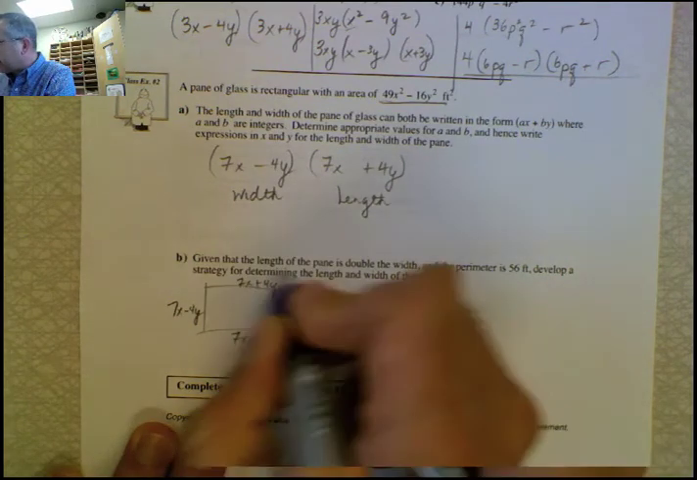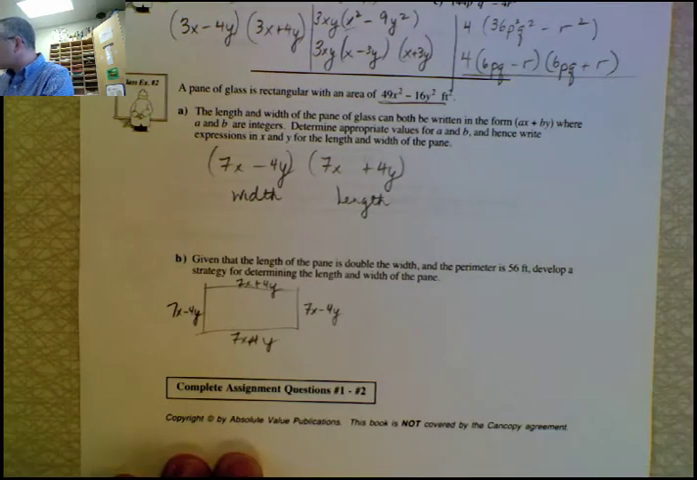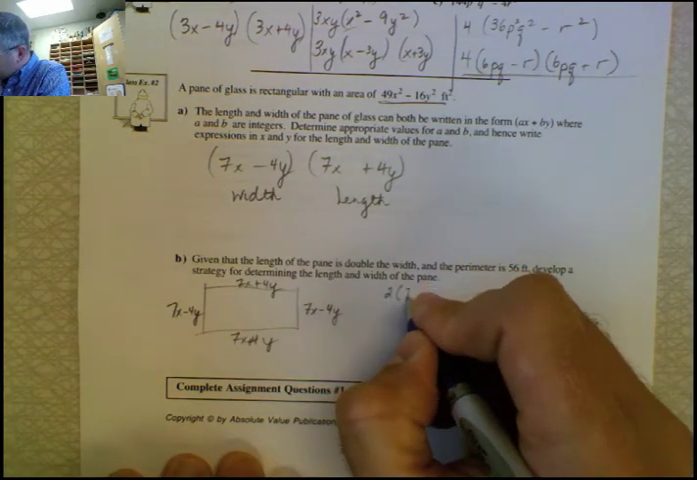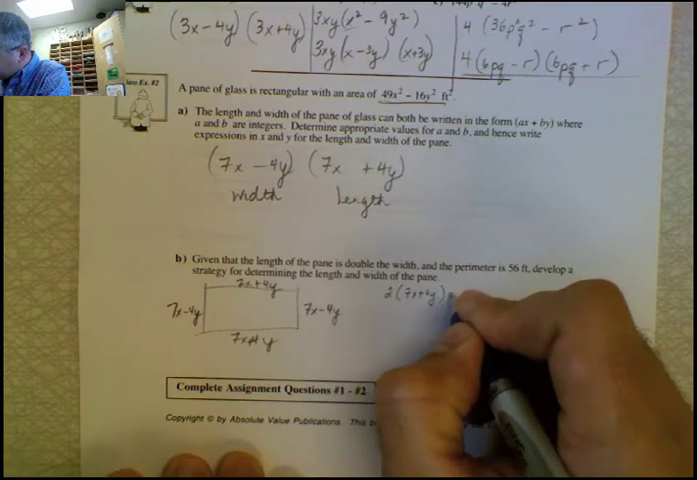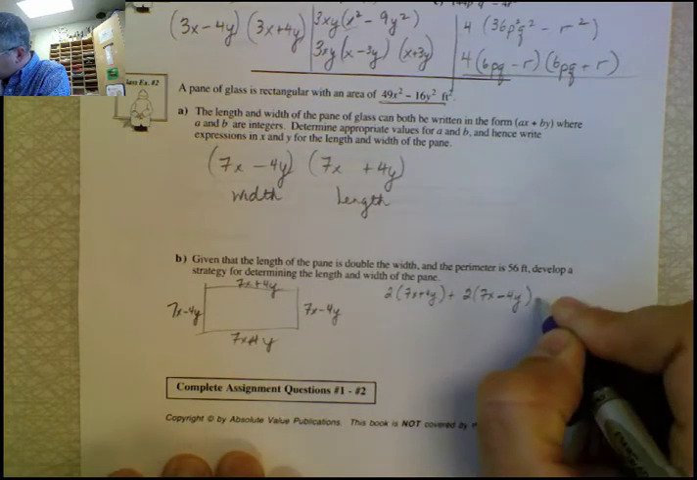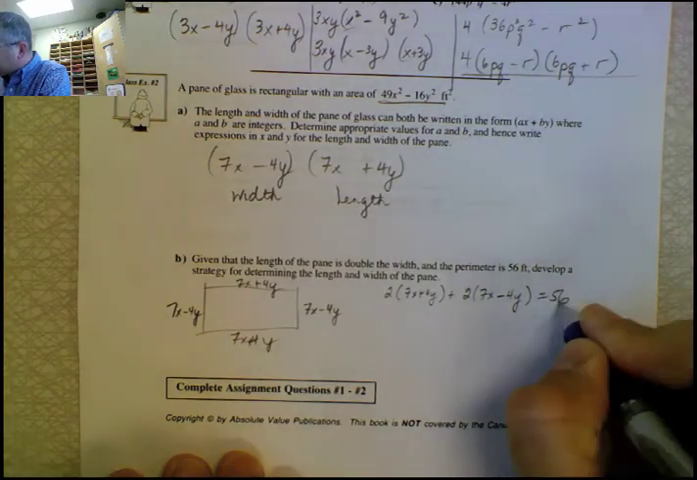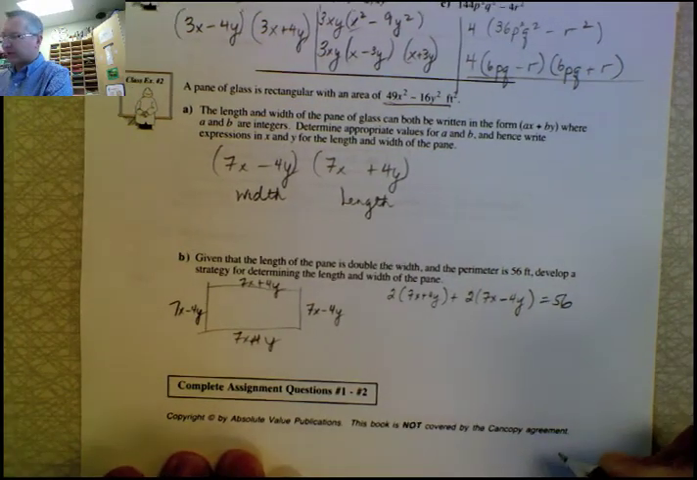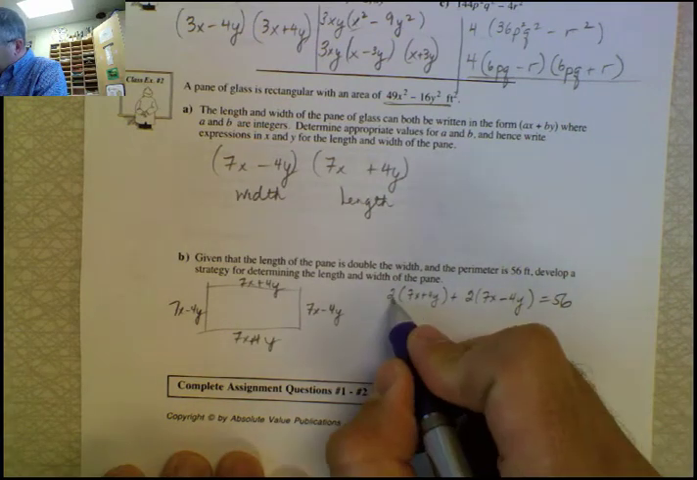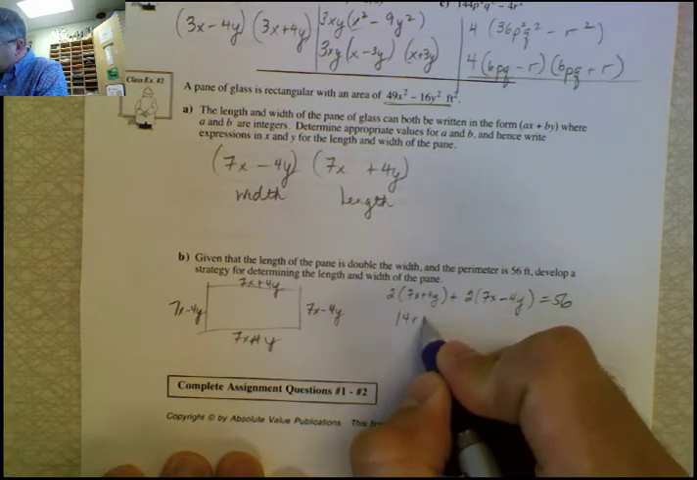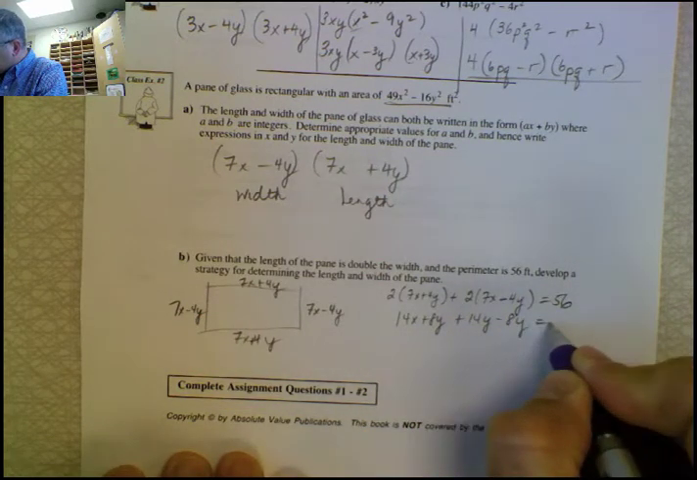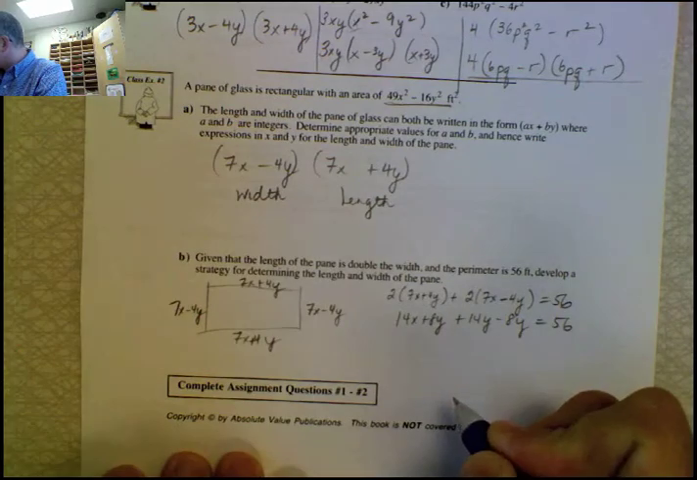And I know if I add all this stuff together, it's going to give me my perimeter. So I've got 2(7x + 4y) plus 2(7x - 4y) is going to equal my perimeter, which is 56. Now if I solve this, I multiply through by 2, I get 14x + 8y + 14x - 8y = 56.